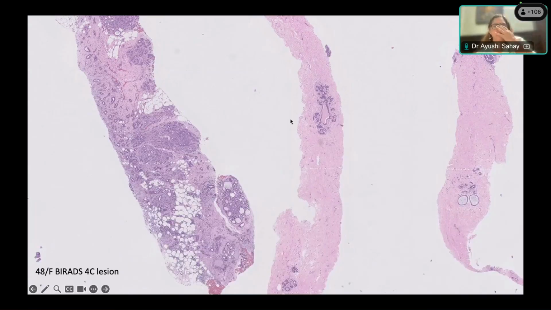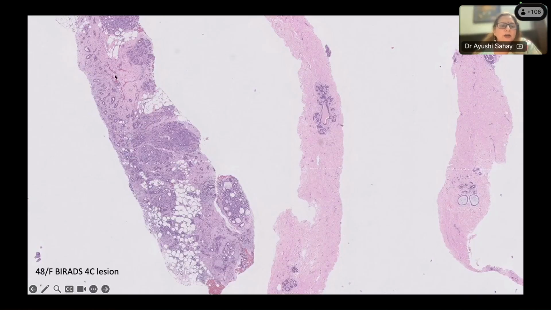Now, I'll just show you another case in which there was a 48 female with a BI-RADS 4C lesion, and here out of the 3 cores, you can see that 2 cores are completely normal. There is nothing wrong here, but just look at this third core. Again, you are having multiple what look like expanded TDLUs, terminal ductal or lobular units, with varying caliber, an adenosis kind of pattern. But what are you seeing in between them? In only part of the core, you are seeing some kind of irregular tubular architecture.